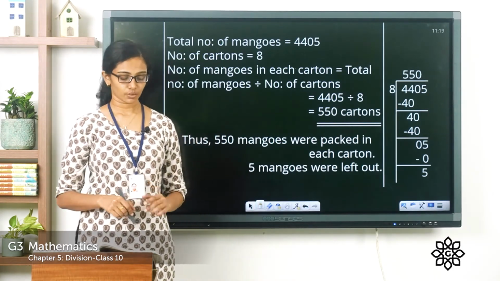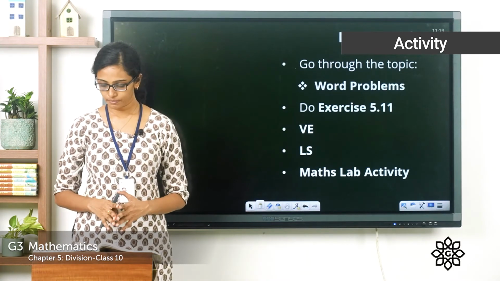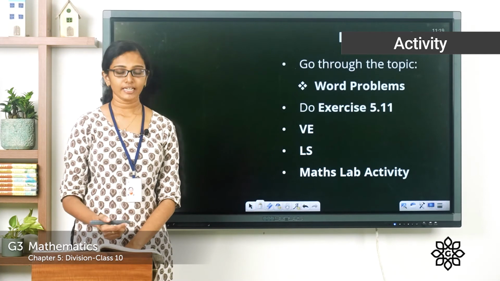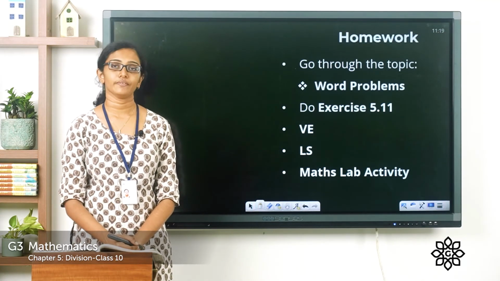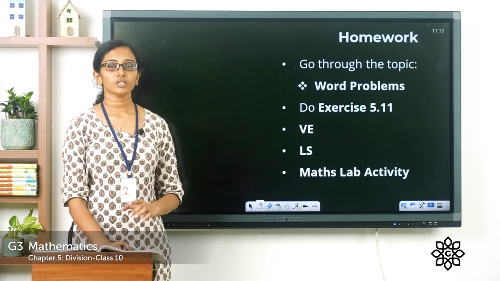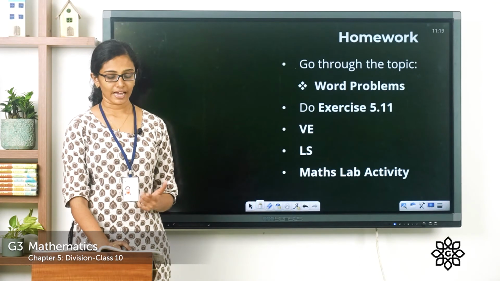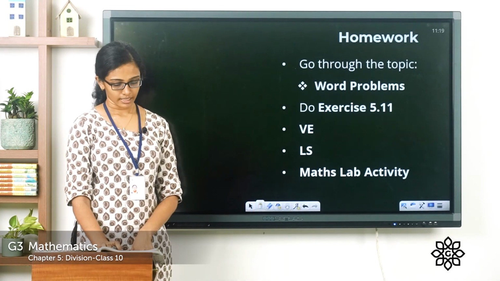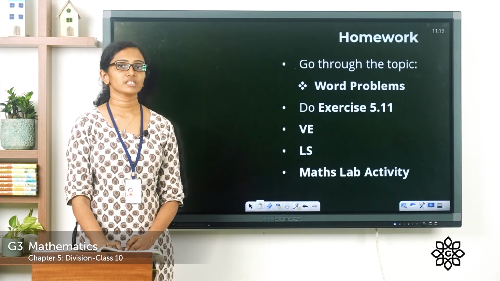Hope you are clear with these questions. Now we can go through the topic word problems from page number 79 in your textbook, and on page number 80 you can see a few questions given in exercise 5.11. So you have to write down these questions and their answers in your notebook, and below that you can see the value education question and also the LS question, and there is also one maths lab activity. You can go through these questions as well and do accordingly.